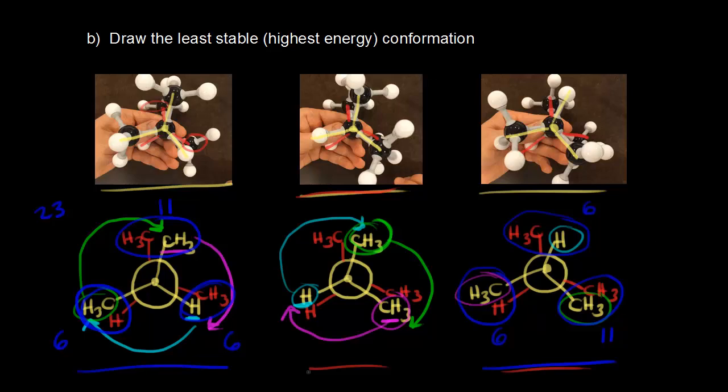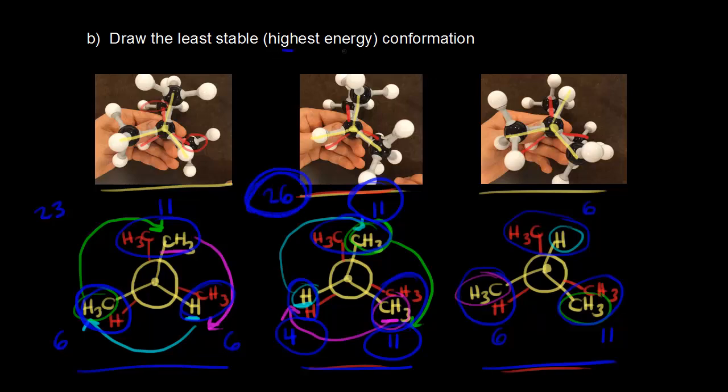If we look at the one in the middle, it's a little bit different. We have a pair of hydrogens eclipsing each other. We've already seen that's 4 kilojoules per mole, so that's 4 here. We have a methyl group eclipsing a methyl, which is 11, and then we have another methyl group eclipsing a methyl, which is another 11. So what is 11 plus 11 plus 4? That's a total of 26 kilojoules per mole.